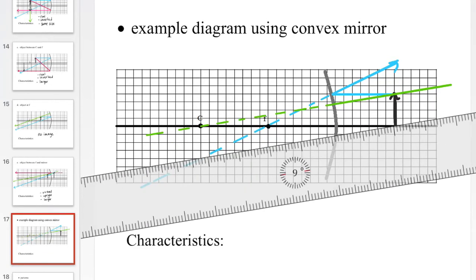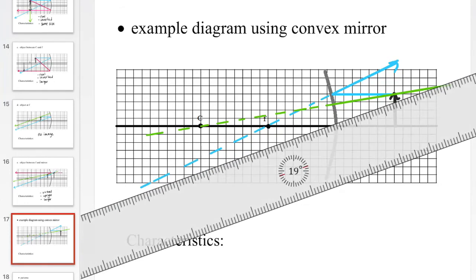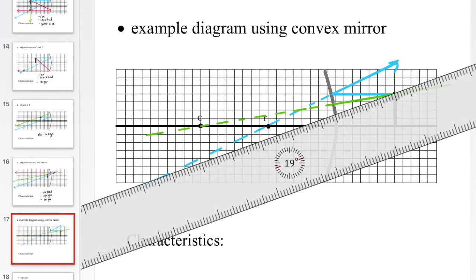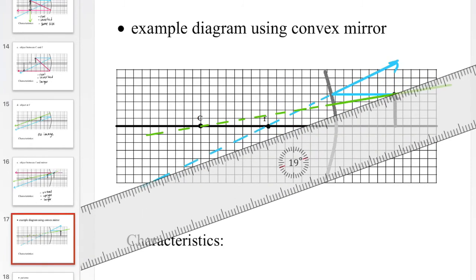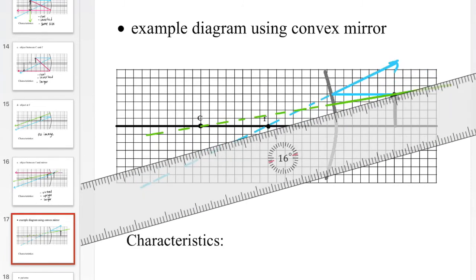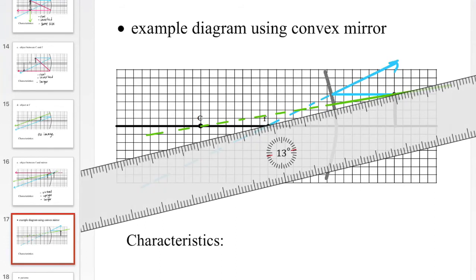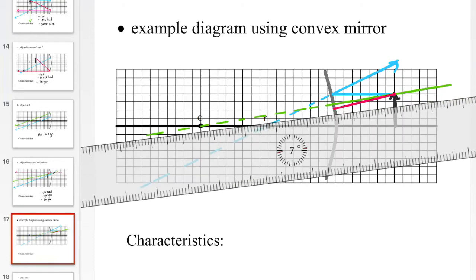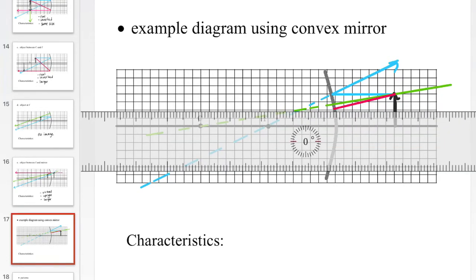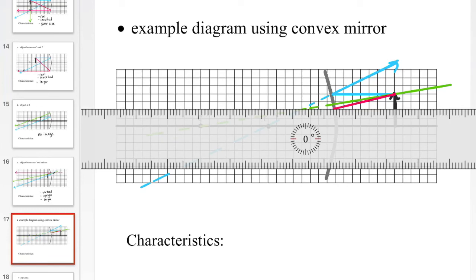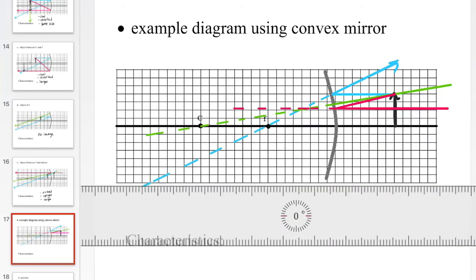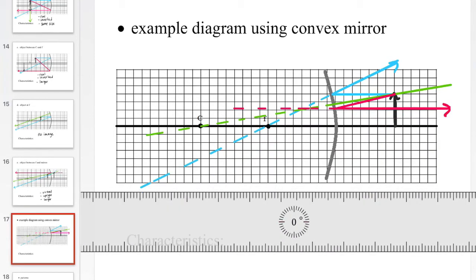And then our last one was the one that goes through the focal point and then reflects parallel. So again, we're just going to line it up and make it look as if it's coming from the focal point. Okay, and then how is it going to reflect? It's going to reflect back parallel to the axis. It's going to reflect like that, but again, we're going to dot back. Look at that, we got where it converges, and of course it converges behind the mirror.